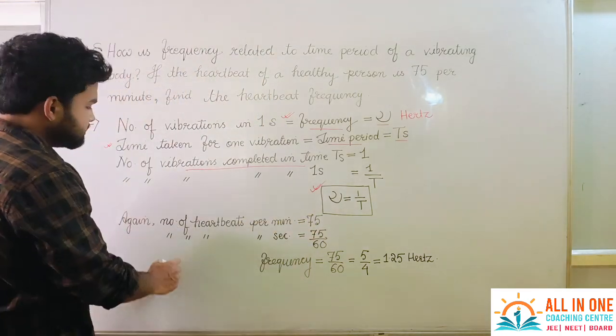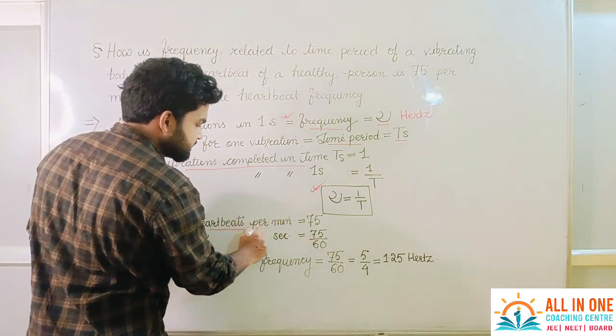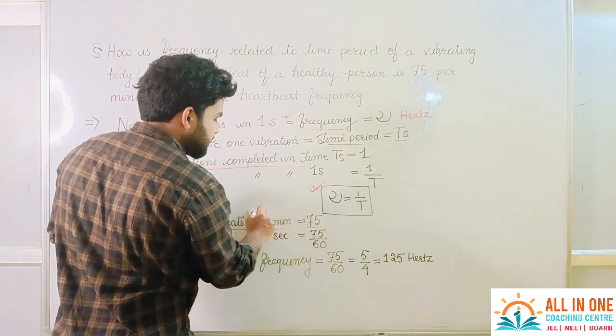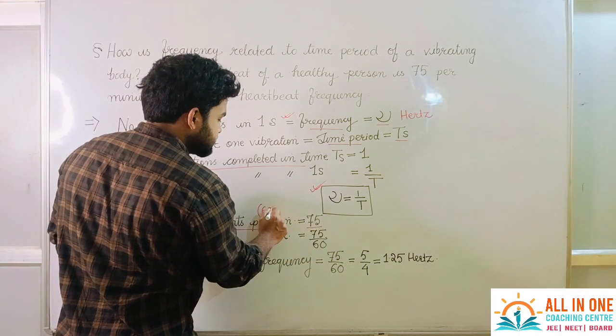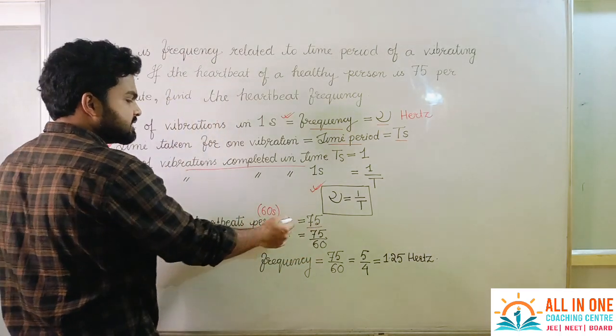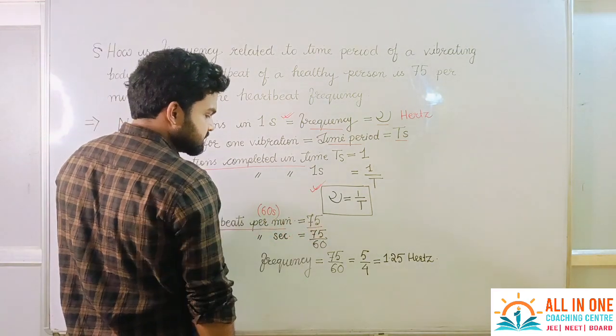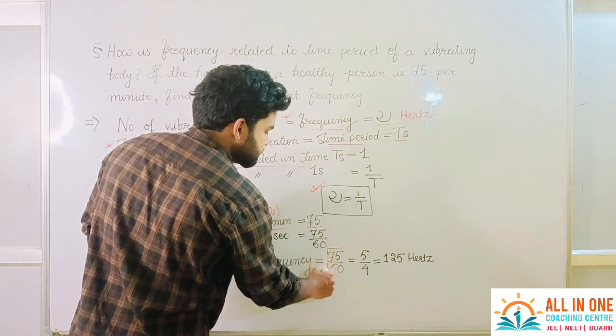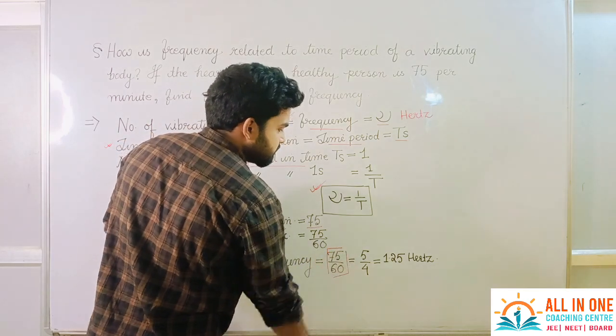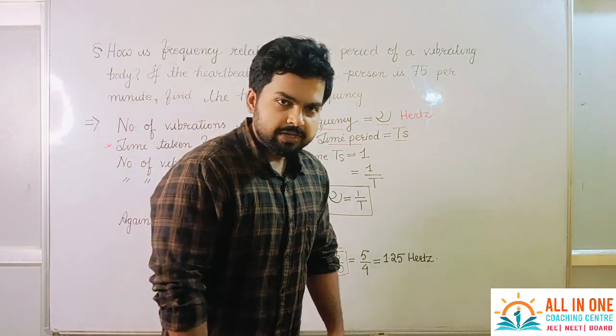Next number ki koise? Number of heartbeats per minute is 75. Now per minute we already know it is 60 seconds. So 60 seconds ot jodi 75 heartbeats hoy, 1 second ot kiman? 75 upon 60. So frequency is 75 upon 60, which comes out to be 5 by 4 or 1.25 hertz. Okay, thank you.